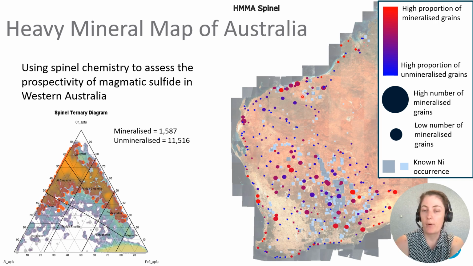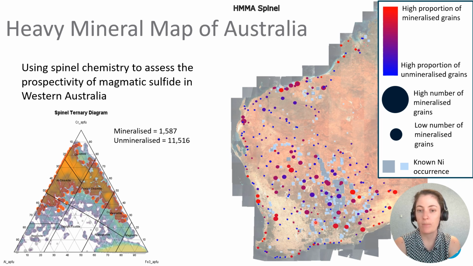So if the proportion within that sample is highly mineralized, it will be a very deep red color. If it has a lot of mineralized flags of spinel in that sample, it will be a big dot. So theoretically, if we are near a nickel sulphide bearing intrusion, we will have a really big red dot. So you can see up in northern Western Australia here, we have lots of big red dots which correspond to the nickel deposits there. We have lots of big red dots and big dots just generally in the Kalgoorlie region nickel province.